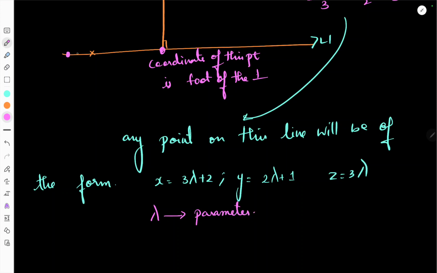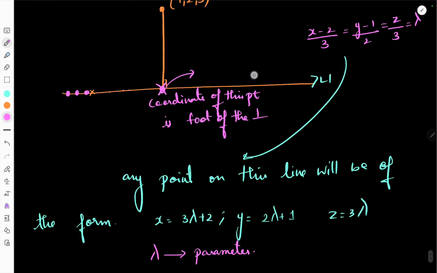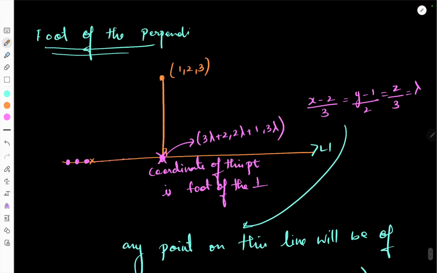So here this point will have some value of lambda, here some value of lambda, here some value of lambda. All the points we will get if we keep on changing the values of lambda, which means here also some lambda will be there. This coordinate will be of the form 3 lambda plus 2, 2 lambda plus 1, 3 lambda. And if a line is given, one point on the line is given, which means the point is given as 2, 1, 0, and the parallel vector for this line is 3i cap plus 2j cap plus 3k cap. What I can do here is find the directional ratios of this line. If 2 points are given, we know how to find the directional ratios.